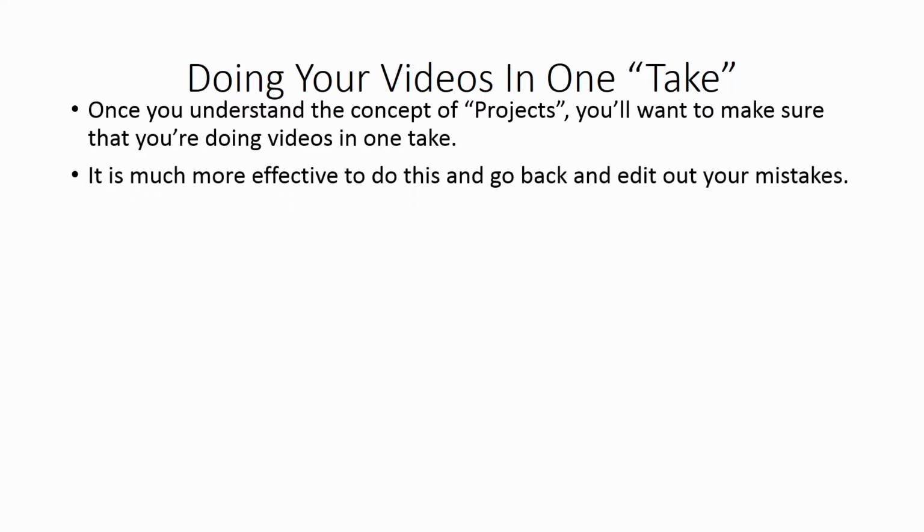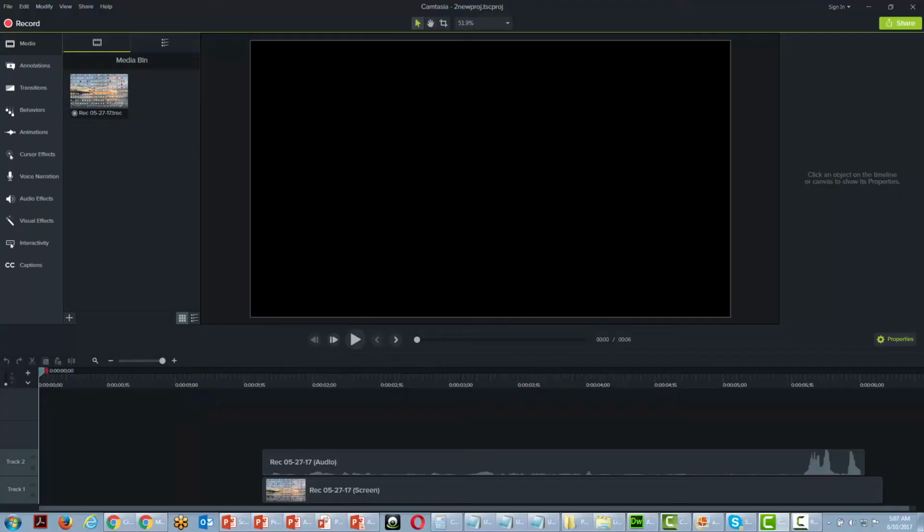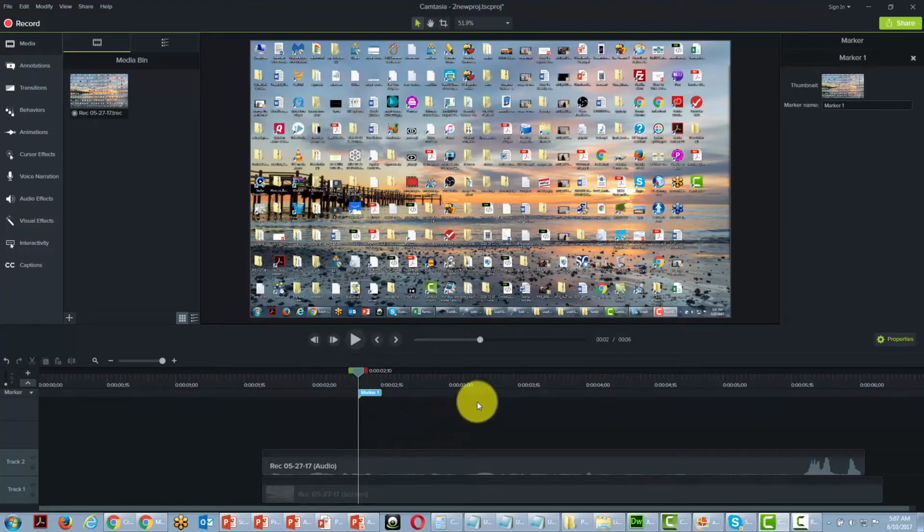It's much more effective to do this and go back and edit out your mistakes. To do this, you want to be able to see on the timeline where you need to edit by putting a marker there. And we've shown you how to do this, but let's go over that again. You can do that by going to the marker menu and then just going to this bar. And you can do that as many times as you want to.